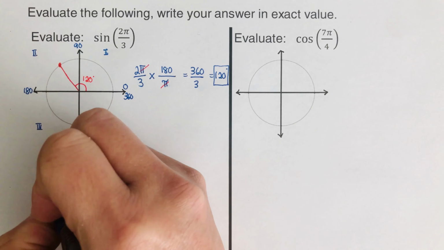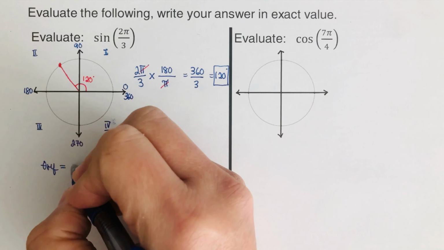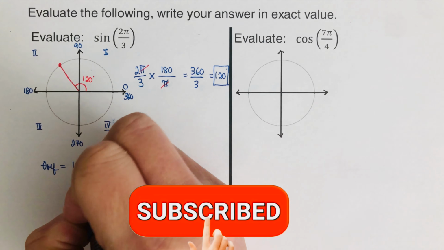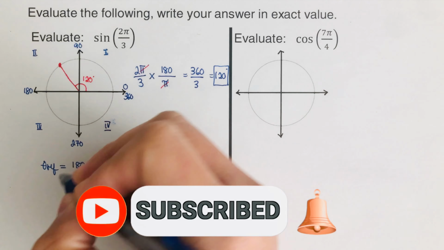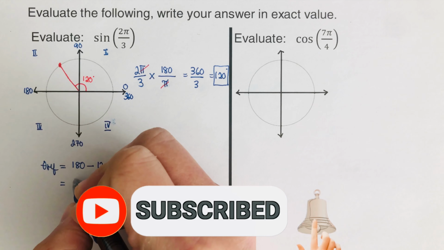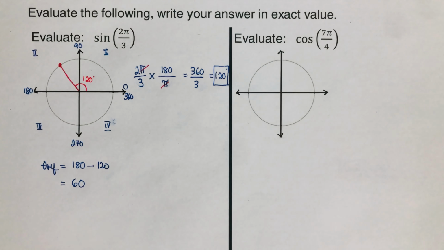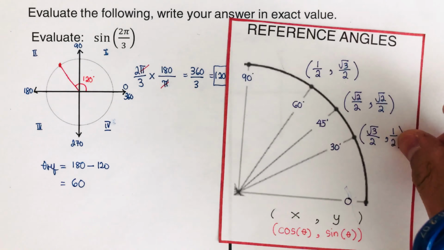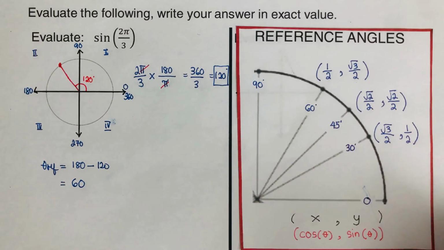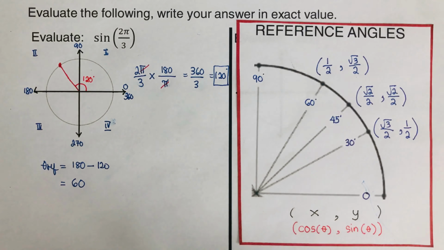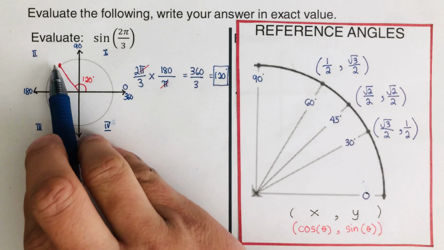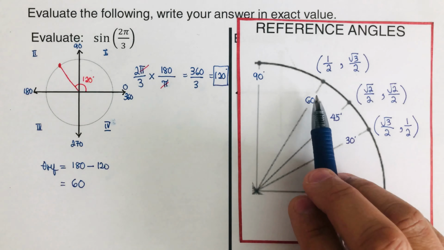So the reference angle is equal to 180 minus 120. So we go ahead and say that our reference angle for this is 60 degrees, because 180 minus 120 is 60. So we go back to the reference angle that we have here. So we're looking at 60 right here. The coordinate for this would match up to that of 60.